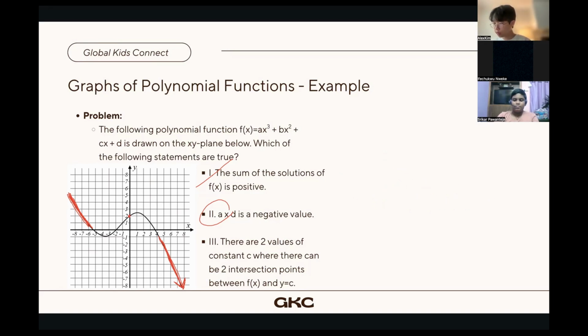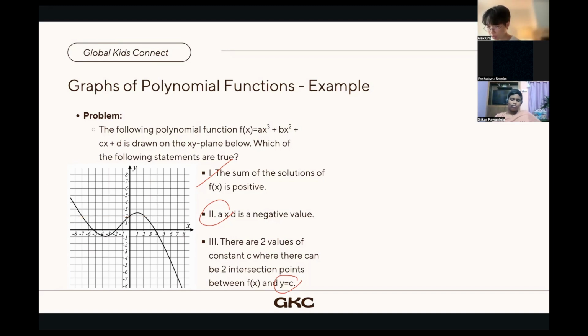And so statement 3 talks about there are two values of constant c where there can be two intersection points between the graph f of x and the line y equals c. Okay, so this is an interesting statement. And so we're asked to prove if there are two values of constant c where there can be two intersection points. The line y equals c is just a horizontal line because the y value is always constant. And so we have to find values of c where we get two intersection points.